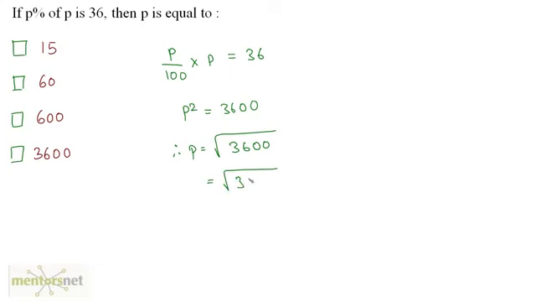So under root 36 times 100, and that is equals to root 36 times root 100. We can split the roots. Remember the laws of indices or surds, right? So root 36 is 6 times root 100 is 10. So the answer is 60. P's value is 60. And that's our option.